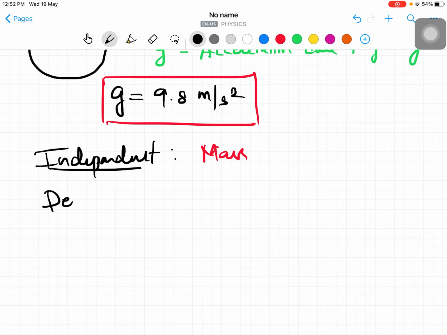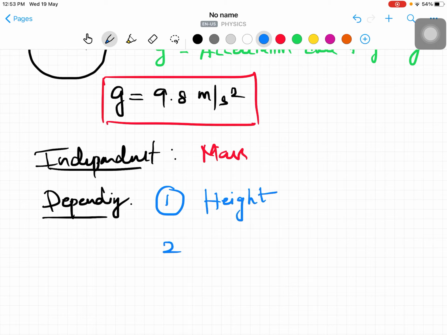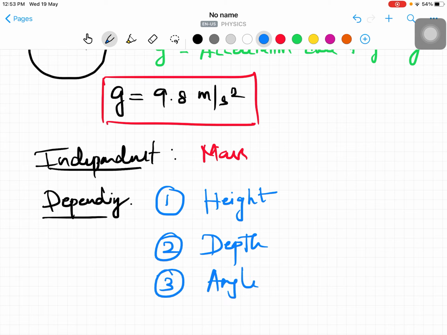So what are the quantities that will change it? These are the dependent quantities, a very important thing, because based on these only we are going to derive the formulas individually. The first one is position. If the position changes, definitely the acceleration due to gravity value will change. Position means either altitude, that is height; second, depth; then latitude, angle; then shape of the object.